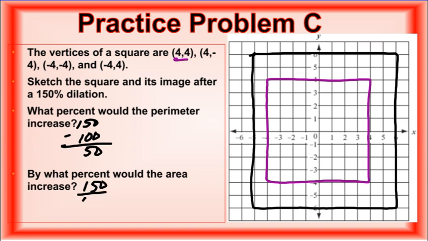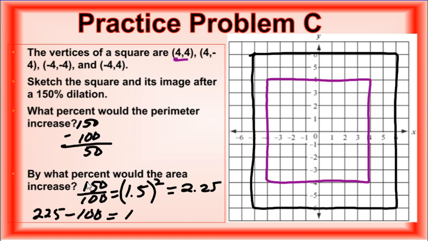We would just take our 150 divided by 100, giving us a scale factor of 1.5. We would have to square that, and that would give us 2.25, which is 225%. And they're asking by what percent would it increase. We would just have to take our new percent, 225, subtract our 100%, and that would give us a 125% increase. So this one is just the same as the last one. The last one was 125%, this one's 150%, same steps.